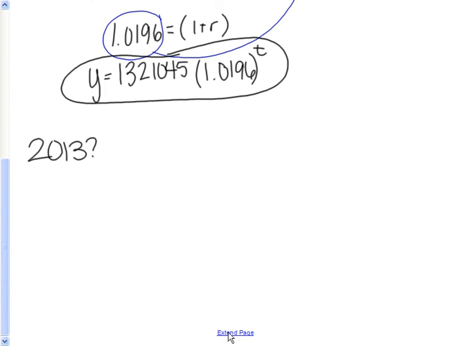Now if your calculator is in the single digits, that's where we actually want it to be. We're not looking at 2013 on our table. We're looking for 13 years after 2000. So you want to find on your table 13.